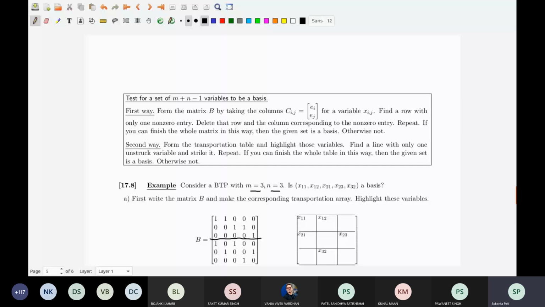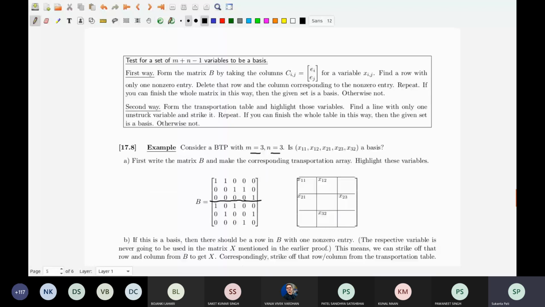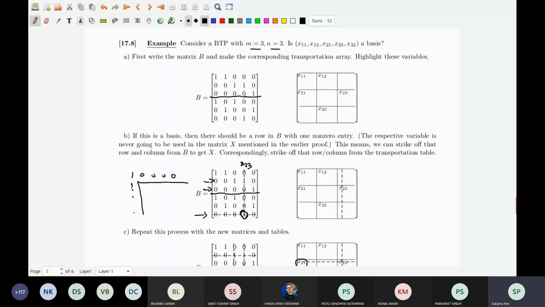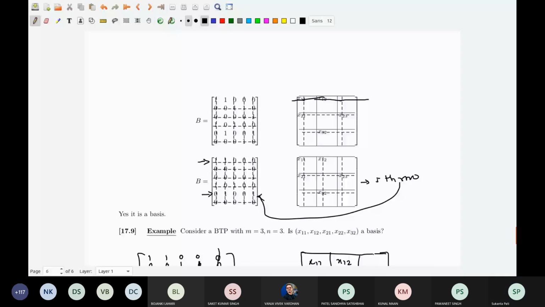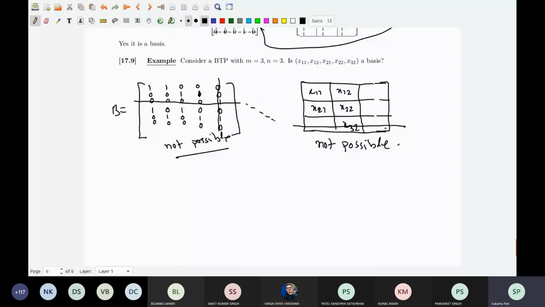Now you find a row in B that contains exactly one 1, delete that row and the column where that 1 is appearing, and repeat. If you can finish it in this way, then it is a basis. If you are stuck, if you cannot finish, then it is not a basis. There will be a third test that I will supply in the next class also.